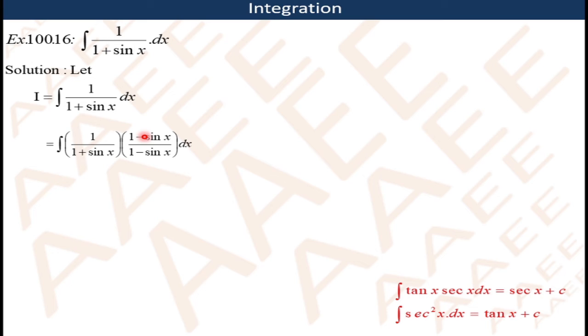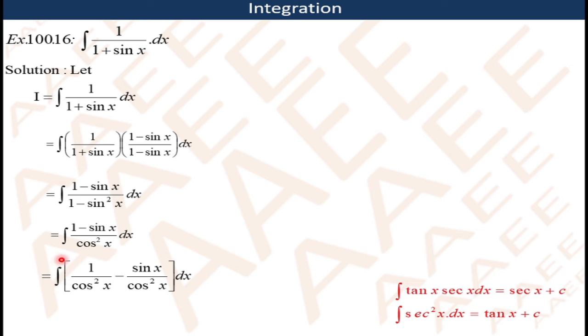multiplying numerator and denominator by 1 minus sin of x. So it will be the integration of 1 upon 1 plus sin of x into 1 minus sin of x upon 1 minus sin of x dx, and 1 plus sin of x into 1 minus sin of x is 1 minus sin square x, and 1 minus sin square x is cos square x. So that will be the integration of 1 minus sin of x upon cos square x dx. Let us split this integral into integration of 1 upon cos square x minus sin of x upon cos square x dx.